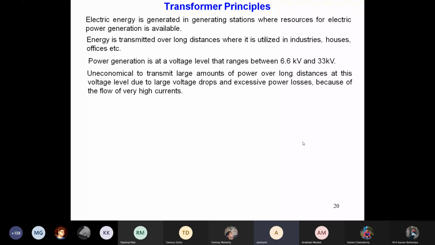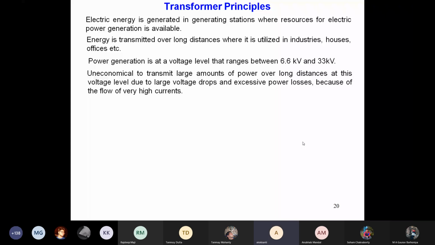Because as the power is transmitted over long distances through long transmission lines, maybe several hundreds and thousands of kilometers long, there will be large voltage drop in the lines. Some power generated in Jharkhand, if transmitted to Bombay, Mumbai, the distance may be more than 1,000 kilometers, maybe 1,400 kilometers. Over this long distance, the lines will have resistance, reactance and all. So there will be voltage drop throughout these lines, and by the time it reaches Mumbai, there will be a huge voltage drop.